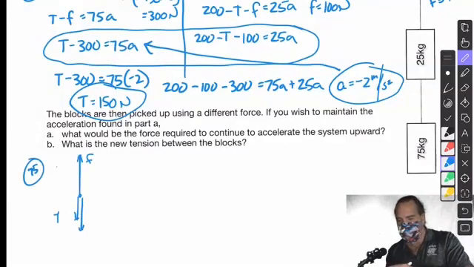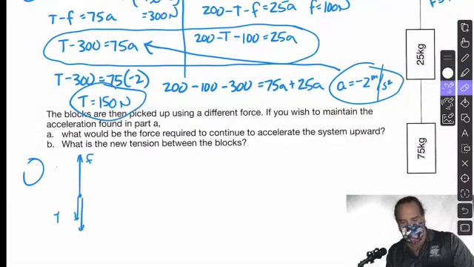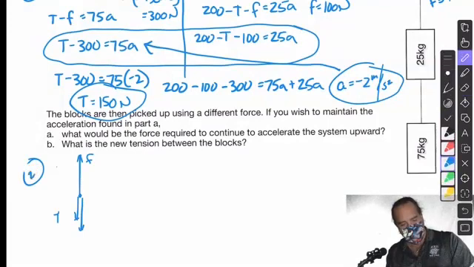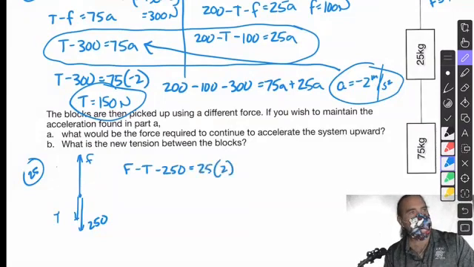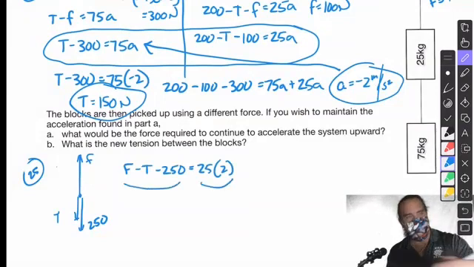Oh, I'm sorry. I'm looking at the top blocks. So this is 25. So the weight's 250. And the system is accelerating upwards at 2 meters per second squared. So F minus T minus 250 equals 25 times 2. Net force equals MA. Cutting some corners because we are shorter on time.